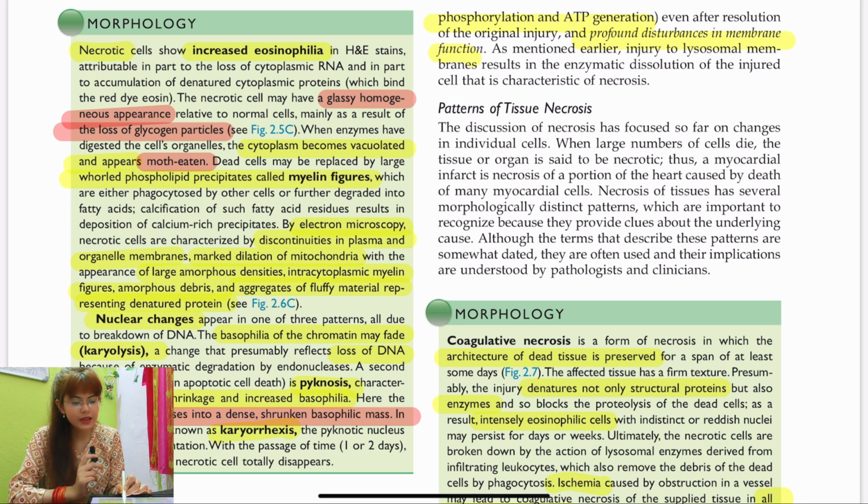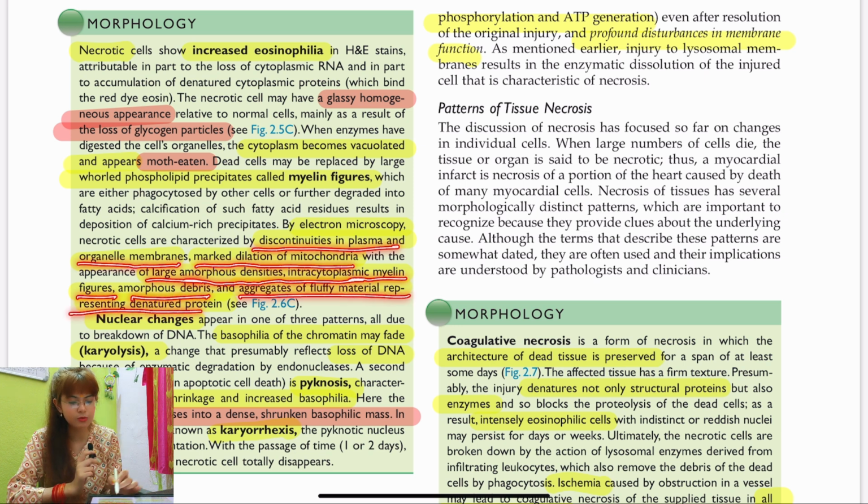Okay, so in the EM you find that these cells are characterized by discontinuities in plasma and organelle membranes, marked dilatation of the mitochondria with appearance of the myelin figures, which are the large amorphous densities, intracytoplasmic myelin figures, amorphous debris, and aggregates of fluffy material representing the denatured proteins. So all these are found in the electron microscopy.